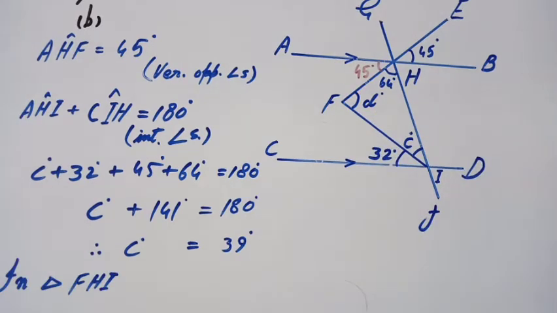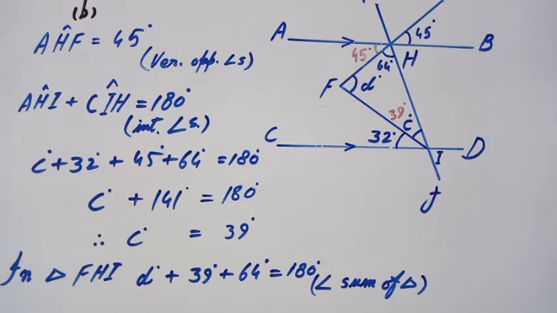To find out angle D, we have to consider the triangle FHI, sum of all the internal angles of the triangle FHI. This one, now C is known for us. This is known. And this third unknown we can find out easily. In this way, in the triangle FHI, D plus 39 plus 64 is equal to 180. Angle sum of the triangle.